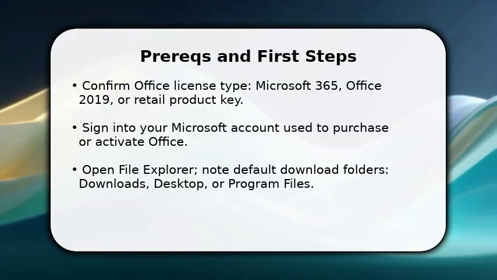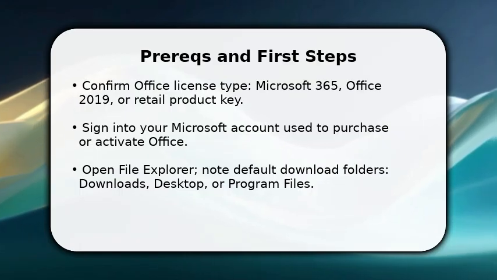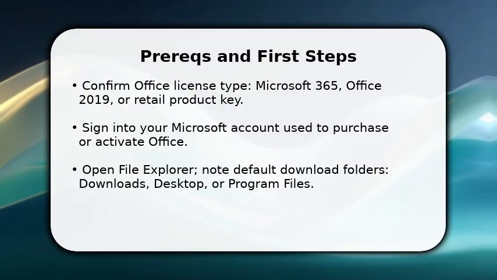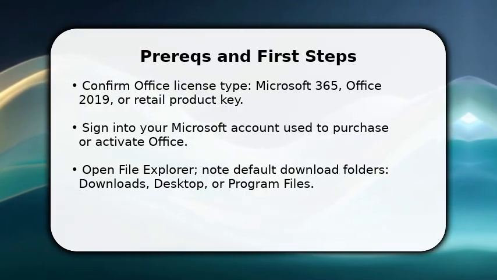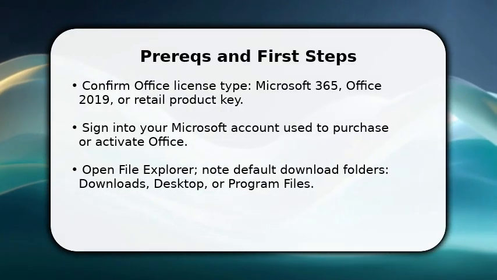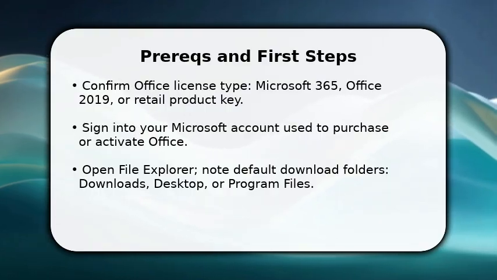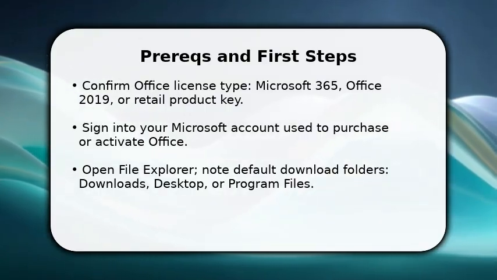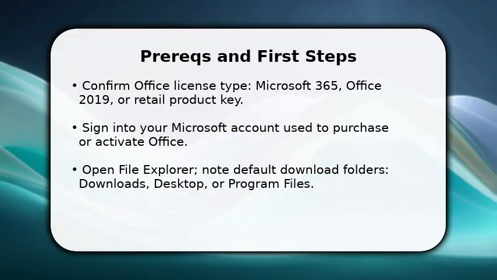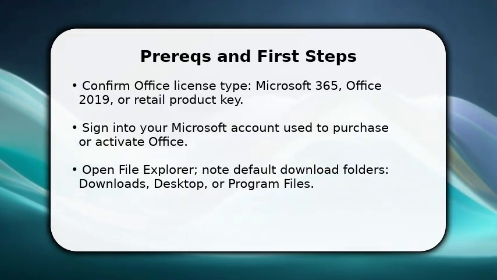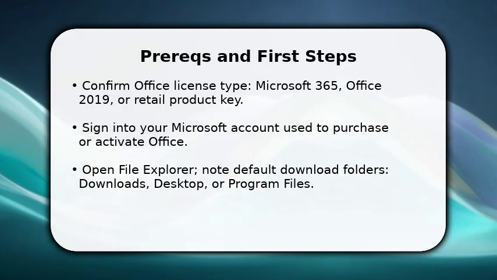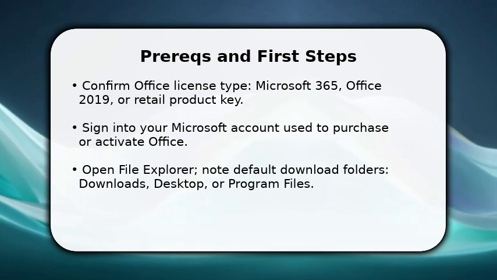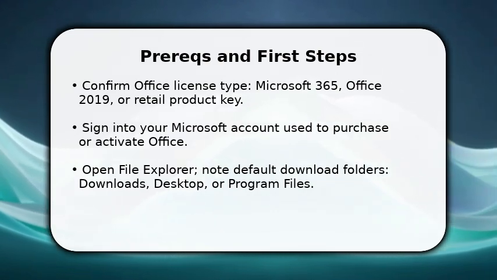You start by verifying prerequisites. Make sure you know which Office version you own and sign into the Microsoft account tied to that license. Once signed in, check common folders like Downloads, Desktop, and Program Files because setup files often land there after download. If you used a browser, check its download history to jump directly to the file. Make sure Windows is updated and you have admin rights. These reduce permission problems later and explain why installation may fail if skipped.